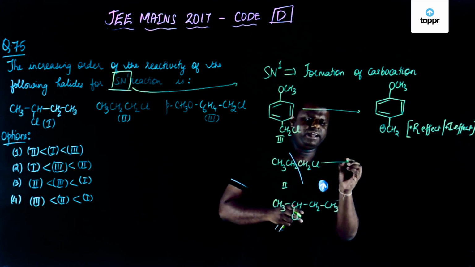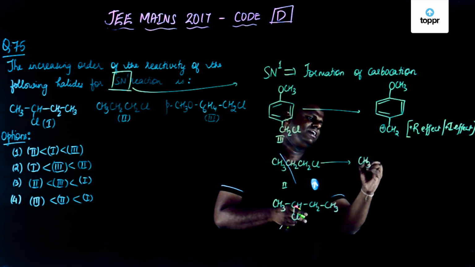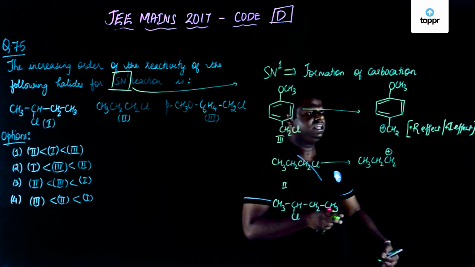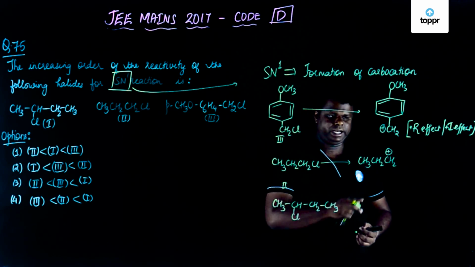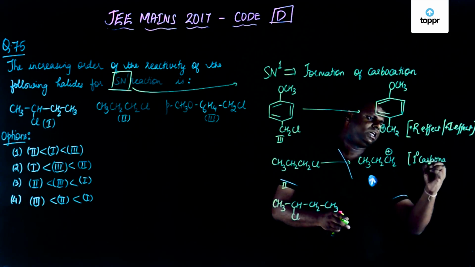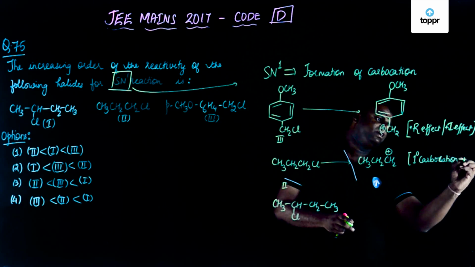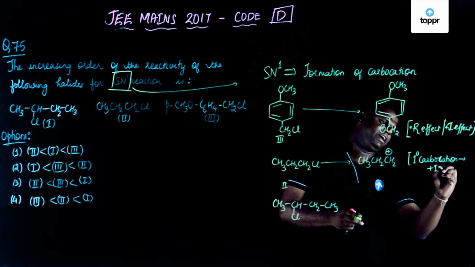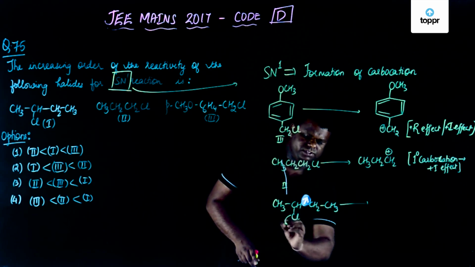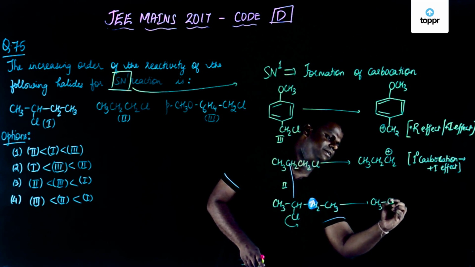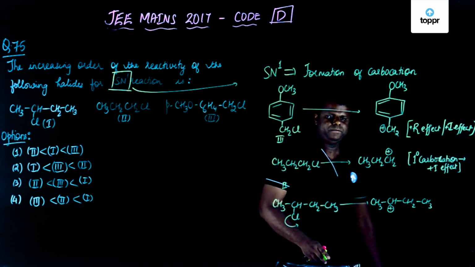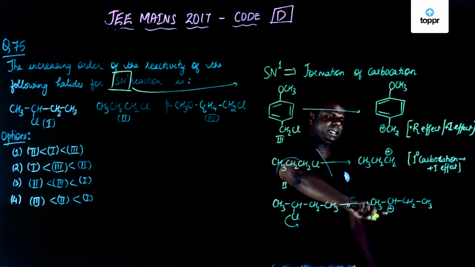Let's see the carbocation generated over here. Unless there is a rearrangement of this carbocation, what could be the carbocation generated? This is basically the primary carbocation, which is the N-propyl carbocation, and it is stabilized by the plus I effect. If you see the third one, if Cl leaves with the electron, you would get a secondary carbocation. So this is the primary carbocation, and this is the secondary carbocation.